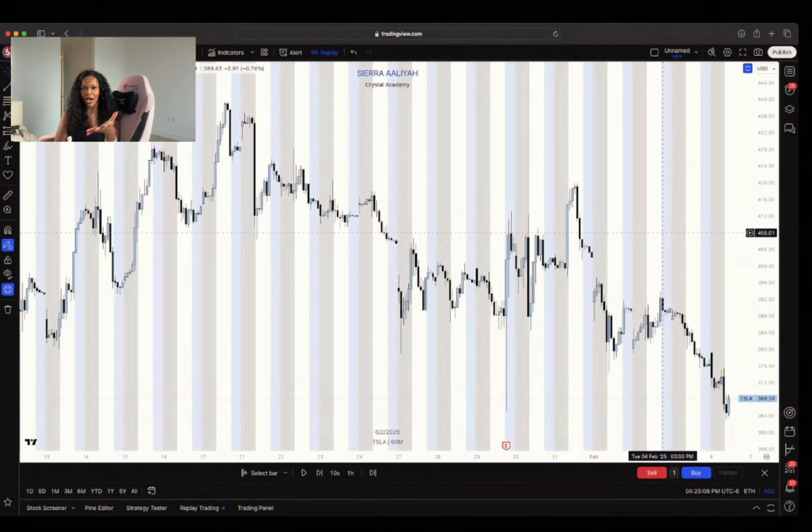You may not like chart patterns. You may like trading smart money concepts. You may like trading ICT. You may like trading supply and demand. Whatever works for you and helps you be consistent is important.